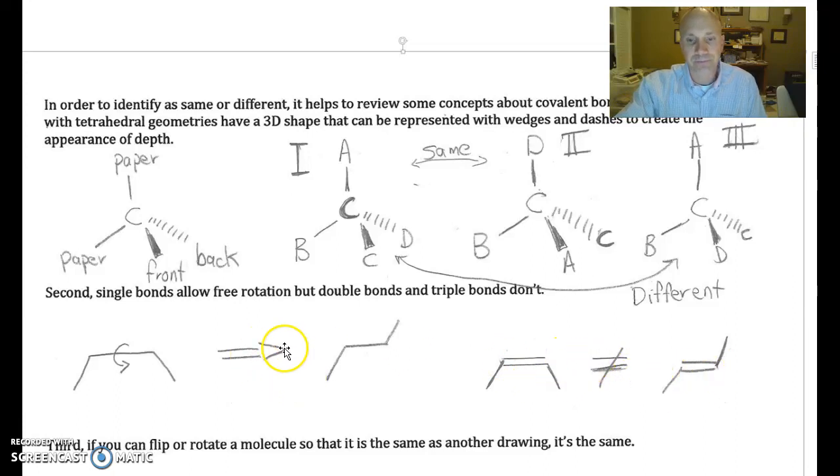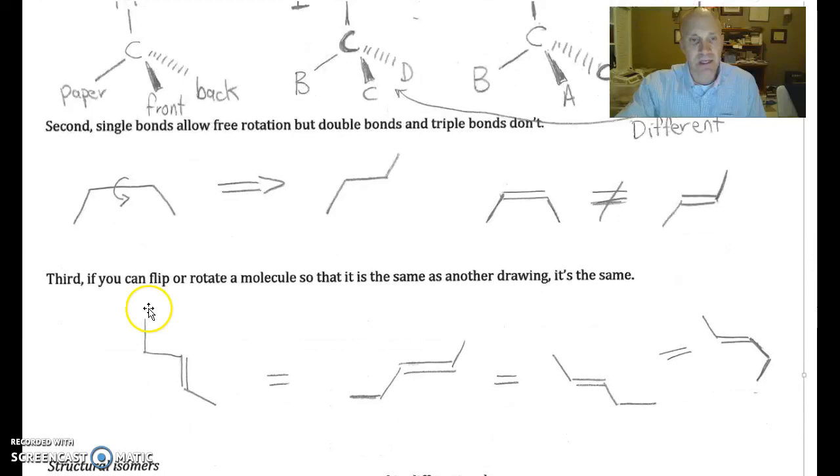So these would actually be different compounds. The last thing to keep in mind is that if you could just rotate or flip a molecule around and it becomes something else, it's still the same molecule. So for example, if I take this molecule right here and I rotate it 90 degrees to the left, this becomes this.